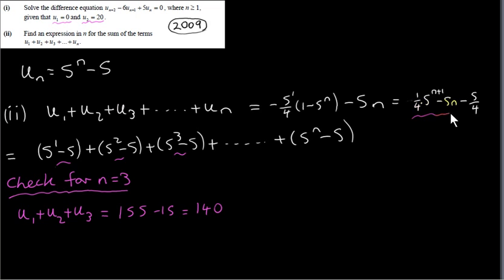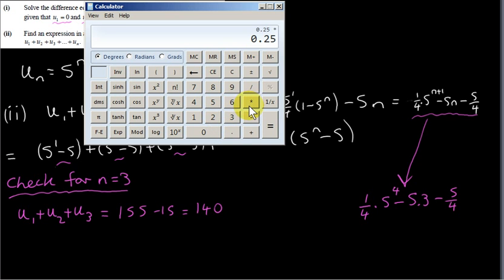Now let's plug n equals 3 into this. If we do that, we get a quarter times 5 to the power of 3 plus 1, or 5 to the power of 4, minus 5 times 3 minus 5 quarters. We have 0.25 multiplied by 5 to the power of 4 minus 15 minus 5 quarters. That's 1 1/4, or 1.25. So it checks out.